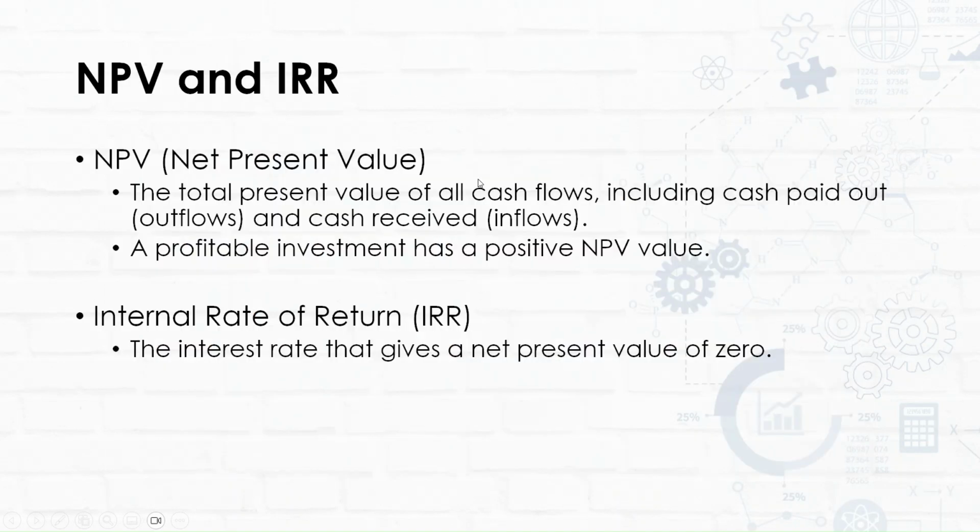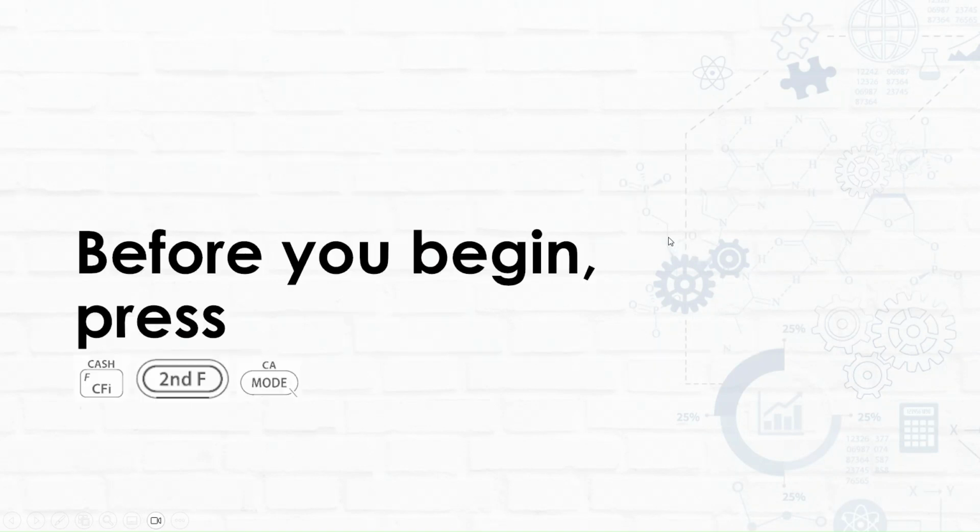All right, so the net present value is the total present value of all cash flows, including cash paid out and cash received. And if you have a positive net present value, you're obviously profitable. Your internal rate of return is the interest rate that gives a net present value of 0. As I always like to say, before you begin, press cash flow, second function, mode, to clear all the values inside your cash flow analysis so that you can create a new set of values.